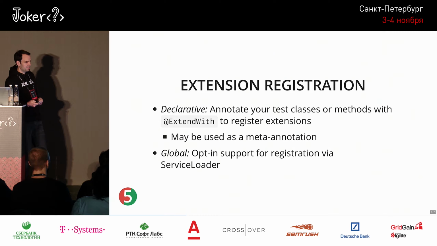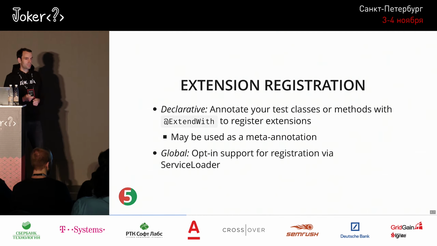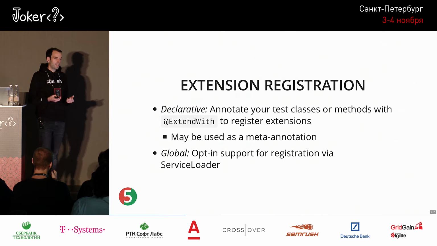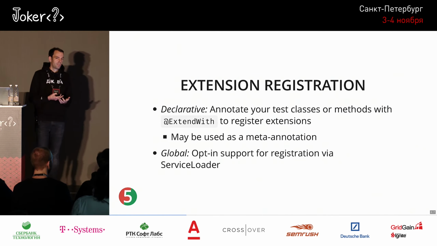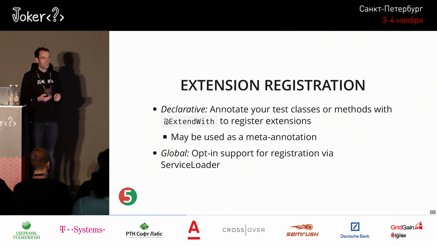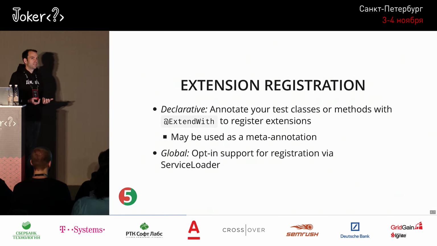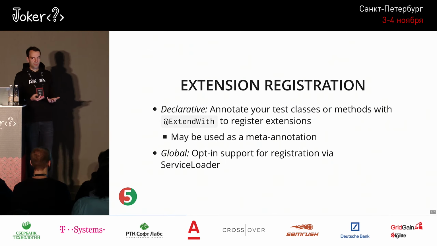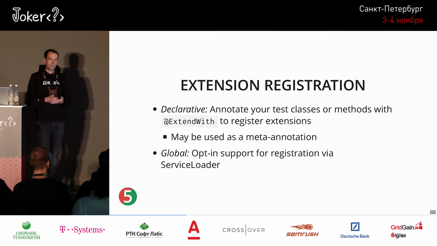How do you register extensions? We've seen one way: you can use @ExtendWith to register an extension. It can be used on the test class level or on the test method level. It can also be used as a meta-annotation, so you can define your own annotation and put the @ExtendWith annotation on the definition of your custom annotation, and then JUnit will also find it. That's a concept you might know from Spring, for example. If you haven't seen it in JUnit 5 so far, we also support that.